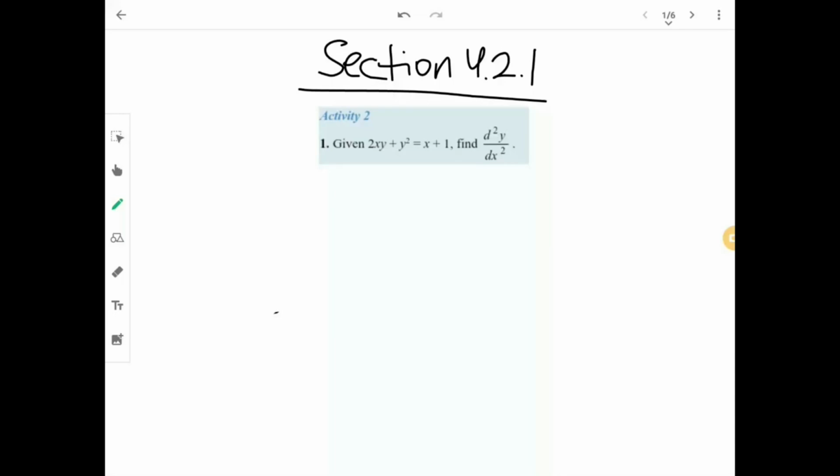Okay guys, let's start with the revision for the math periodic. Hope you guys are doing well, and we'll start with section 4.2.1. This section deals with implicit differentiation.